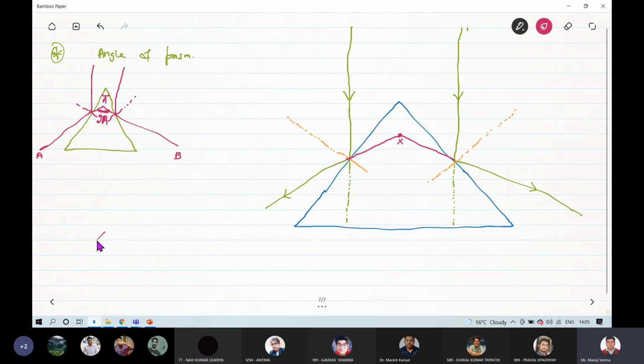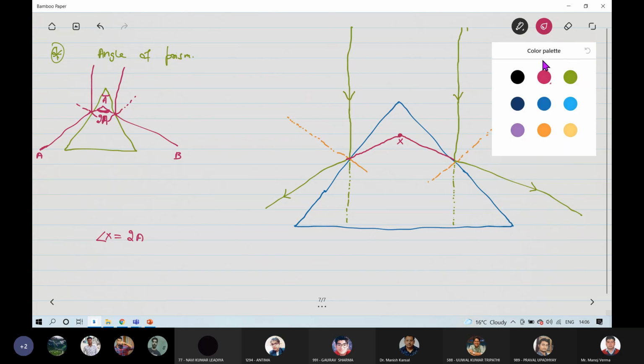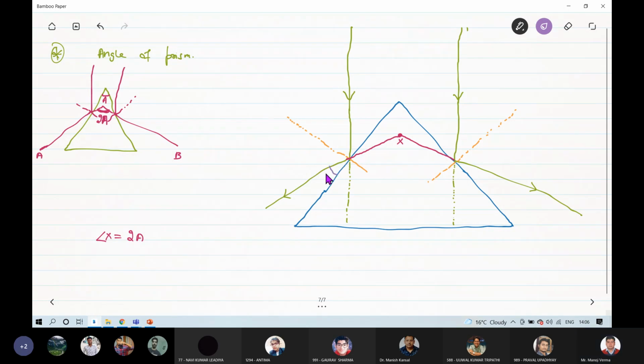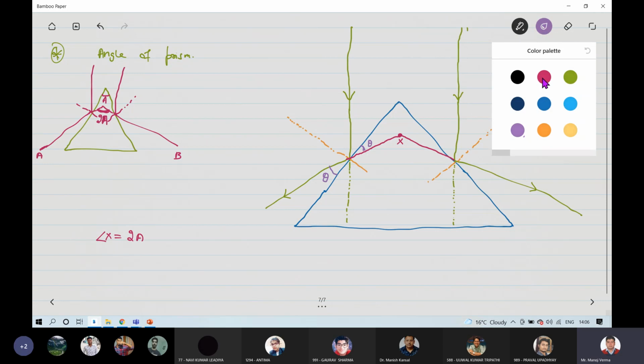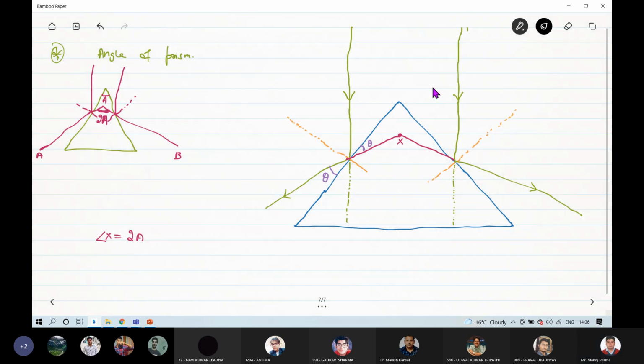And this angle X I was considering is twice of A. Right. So to prove whether this angle will be 2A or not, let's consider this angle is theta. Then I can see this angle is theta, and again this angle will also be theta. Okay, I should name some points on this triangle. Let's call this point A, this point B, and this point C.